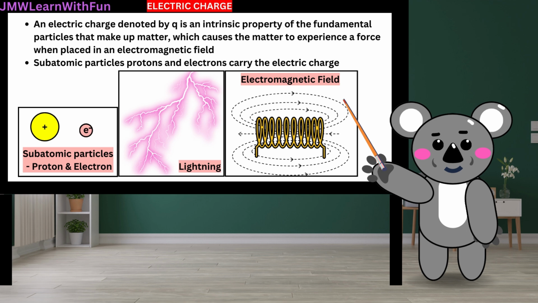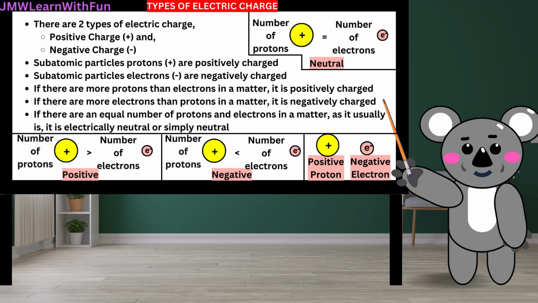An electric charge denoted by Q is an intrinsic property of the fundamental particles that make up matter, which causes the matter to experience a force when placed in an electromagnetic field. Subatomic particles, protons and electrons, carry the electric charge. The figure shows subatomic particles, proton and electron, which carry charge, lightning which is caused by electrostatic discharge, and the electromagnetic field. There are two types of electric charge: positive charge (plus) and negative charge (minus).